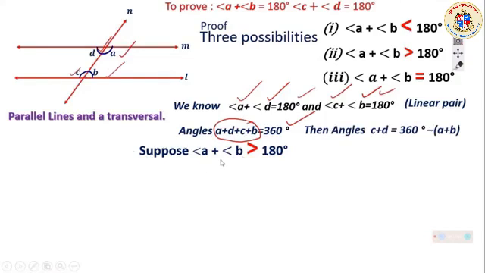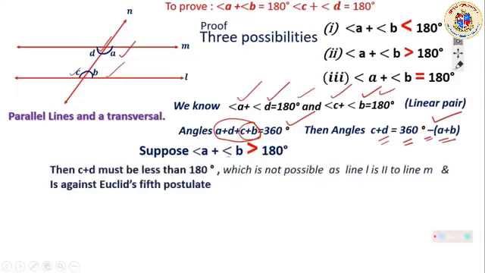suppose it is given that angle A plus angle B is more than 180. If we are trying to find out angle C plus D from this, then we have to subtract A plus B. That is what is written here: C plus D is equal to 360 degrees minus A plus B. And we are saying A plus B is more than 180. Then what remains for C plus D will be less than 180. So we must say that C plus D must be less than 180. That is not possible at all.